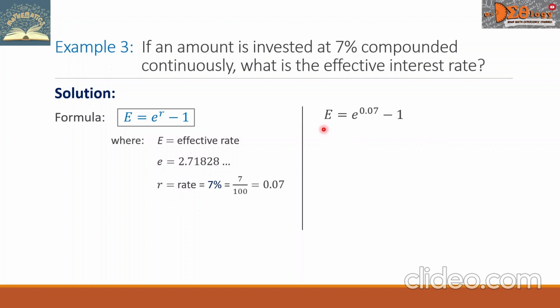So we have capital E equals small e raised to 0.07 then minus 1. We can use calculator to simplify this value, and that will be 1.0725 minus 1, and the answer is 0.0725. We can convert this into percent, so that will be 7.25%. This is the effective rate.